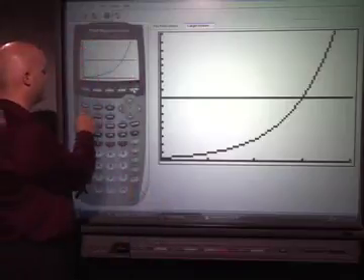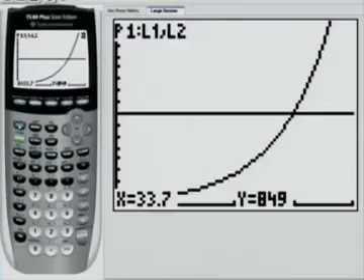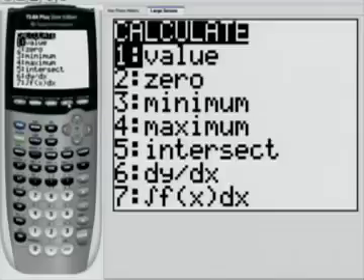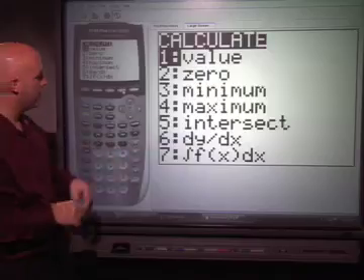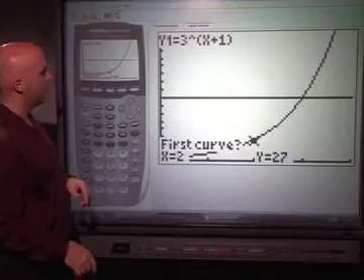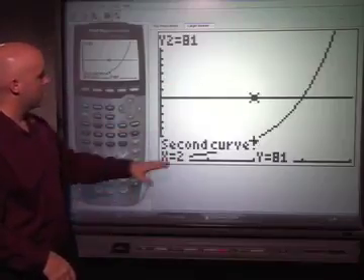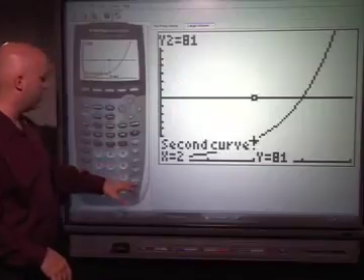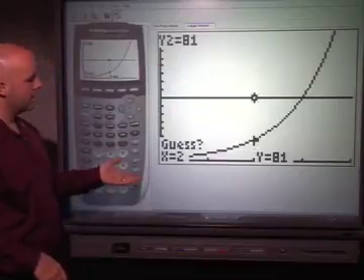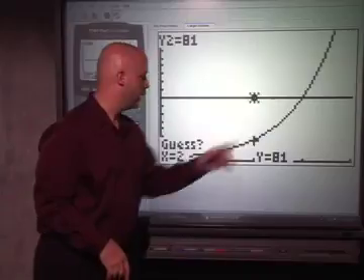So to find the intersection point, we go to our calc menu. So we'll do second and the trace key. We want to use option 5 for intersect. First curve is y1, so we'll just press enter. Second curve is y2, just press enter again. And for our guess, we can scroll to that point of intersection.